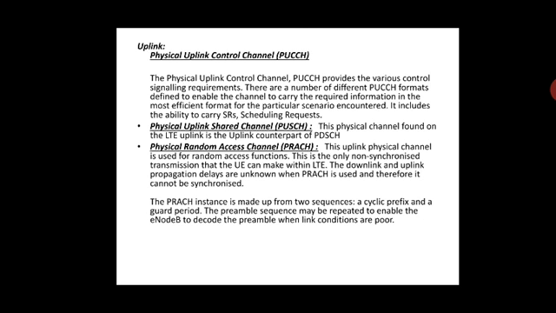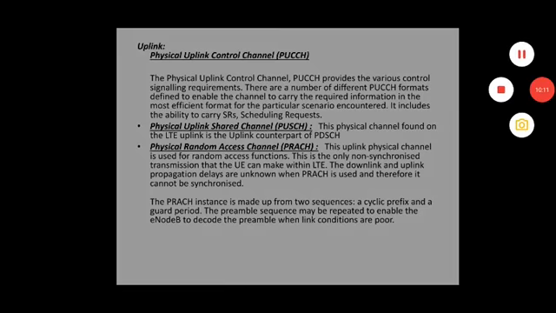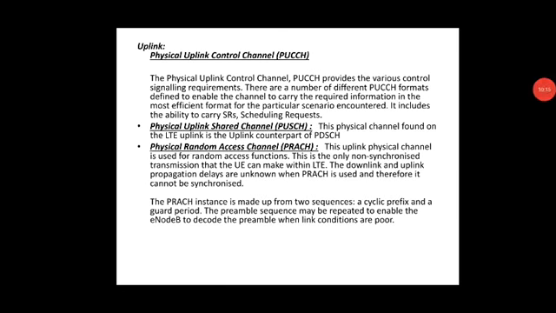As we know, this channel PRACH is made up of two sequences, a cyclic prefix and a guard bit, the guard bit for security purposes. The preamble sequence may be repeated to enable the eNodeB to decode the preamble when link conditions are poor. This is what we are going to be concentrating on in the uplink physical channels.